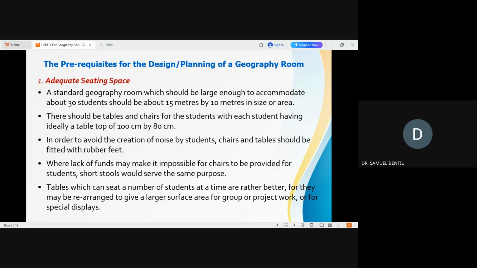What we are saying is that in developing a geography room, the room should be large enough to accommodate about 30 students in the room. That means that the area or the size of the room should be about 15 meters by 10 meters in size or area, to be able to house 30 students. The reason is that if the students are many in the geography room, some of these things may not be effective.